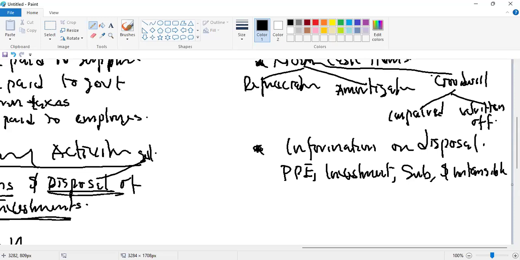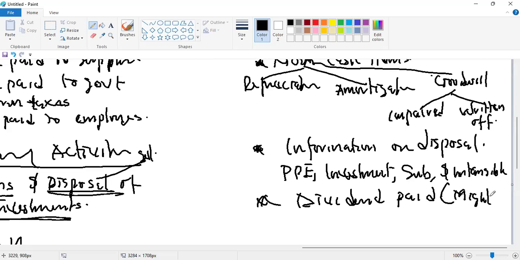Now, which information am I expecting in additional information again? I'm expecting information on dividend paid. They might decide not to give it to me, and then I'll calculate it.